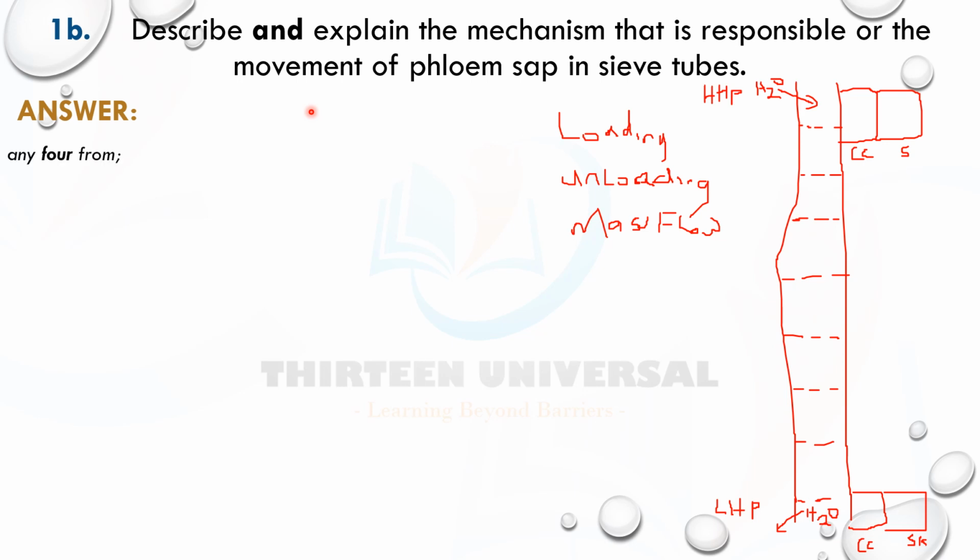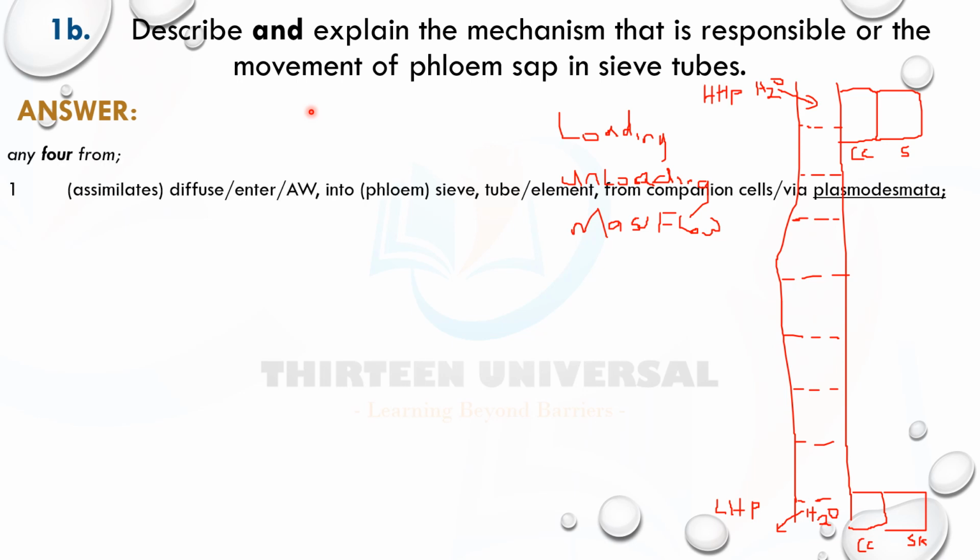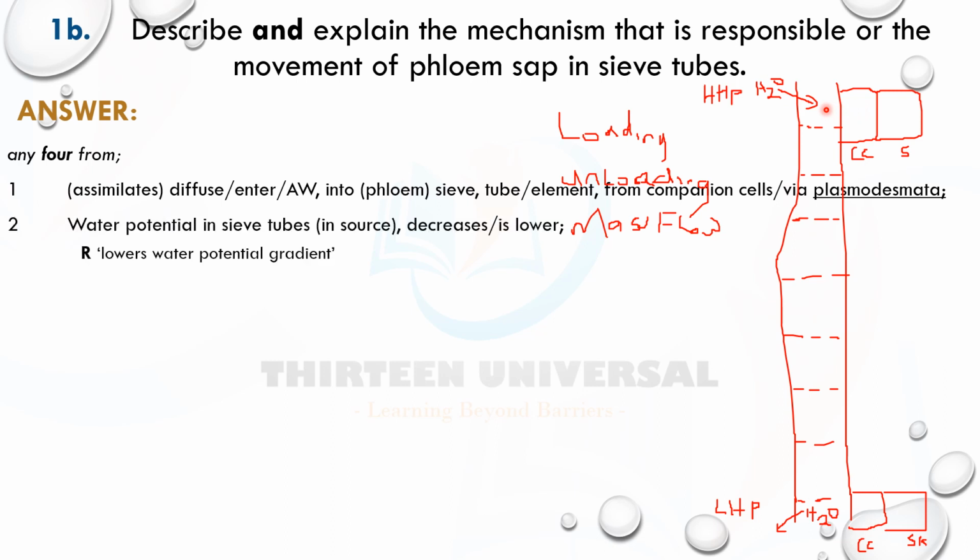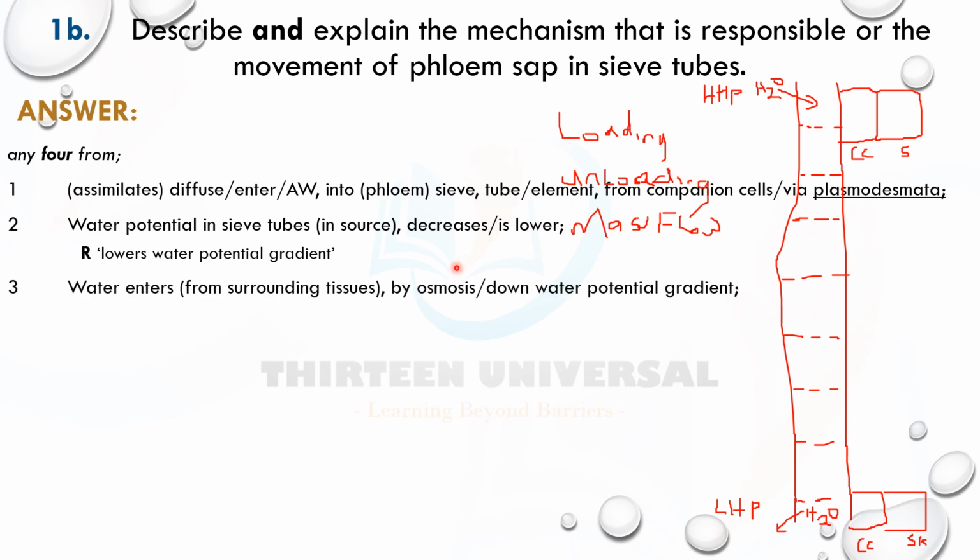So, answer any four. The first one says assimilate diffuses into the phloem sieve tube element from the companion cell. That's what we're talking about. When it moves in, what happens? Water potential in the sieve tube decreases, like I told you, it is lowered. Reject water potential gradient. So it's lowered, and then what happens? Number 3, water enters from surrounding tissue by osmosis down the water potential gradient. So that's water enters.